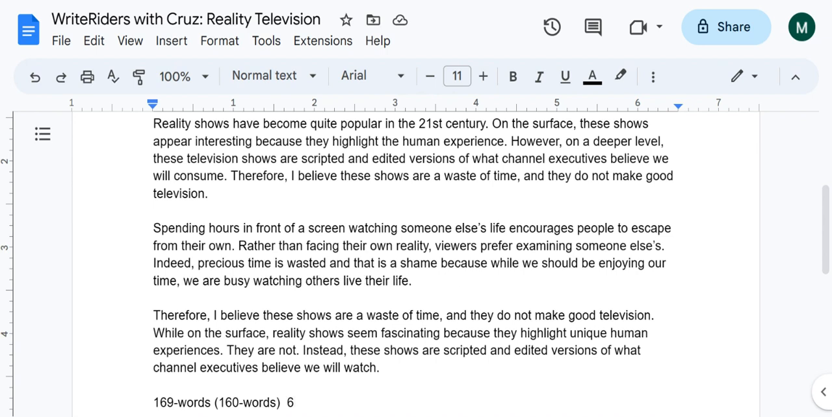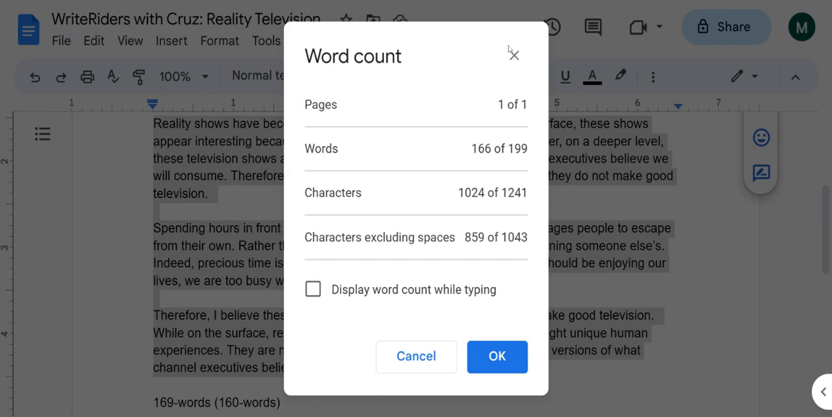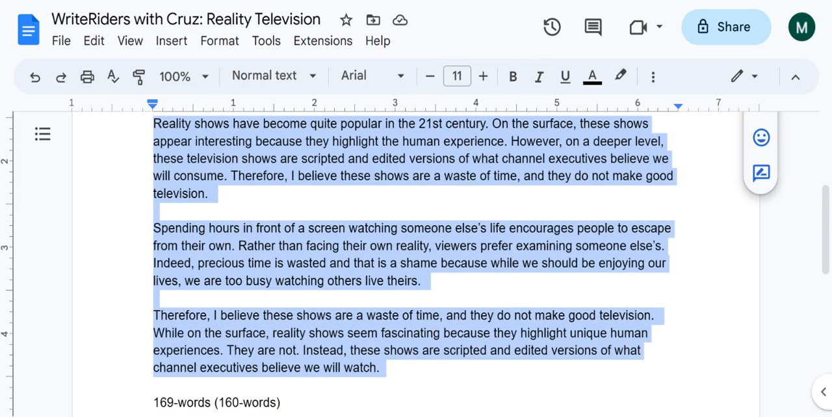Indeed, precious time is wasted. And that is a shame because while we should be enjoying our time, I kind of want to add a word here, which is too. We are too busy watching others live theirs. Okay, because while we should be enjoying our lives, we are too busy watching others live theirs. Okay, let me check that, writers, and do a quick word count here and see where we are. Okay, 166.